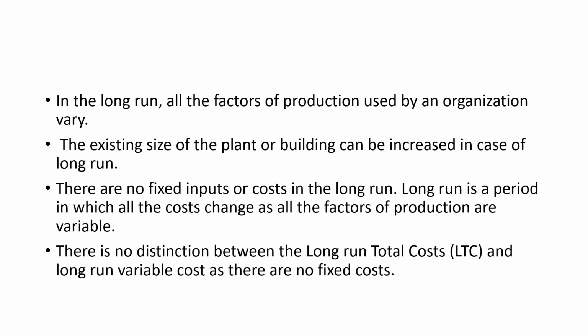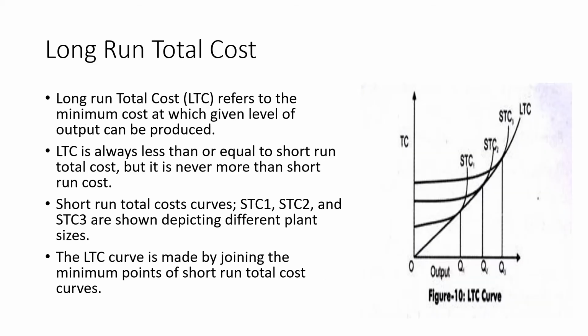What we have in this period is the variable aspect only, and there is no distinction between the long run total cost and long run variable cost, because we don't have the element of fixed cost in the long run. Coming to the long run total cost, we could see from the diagram that it is the minimum cost at which the given level of output can be produced.